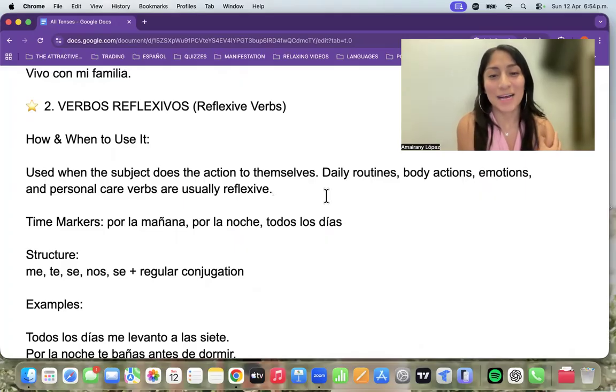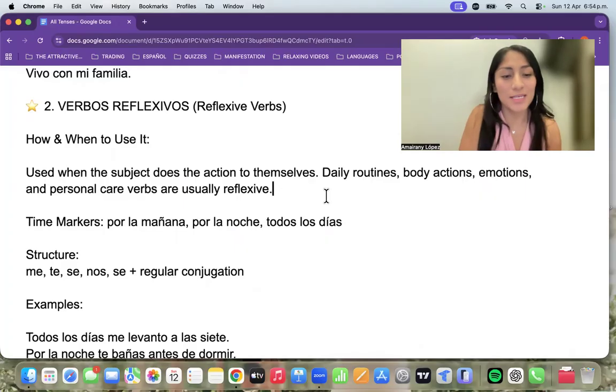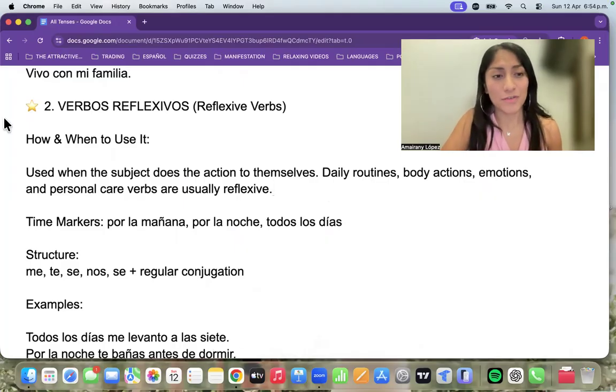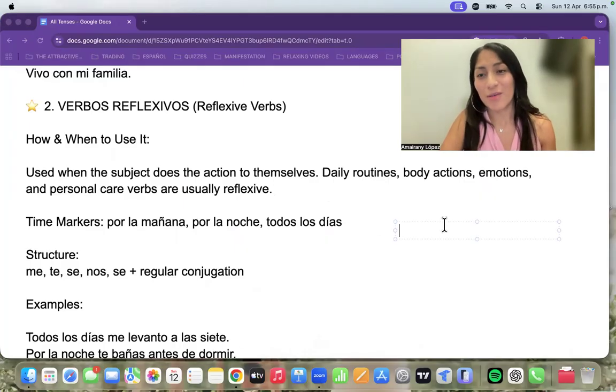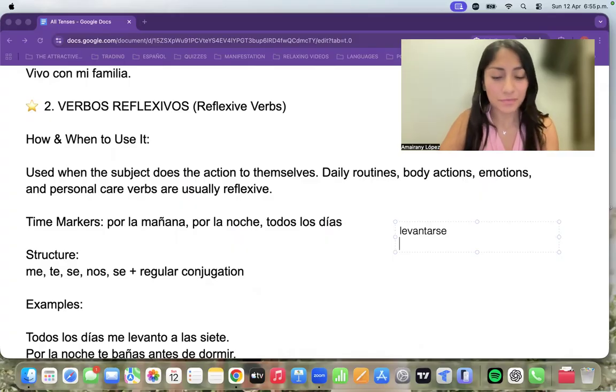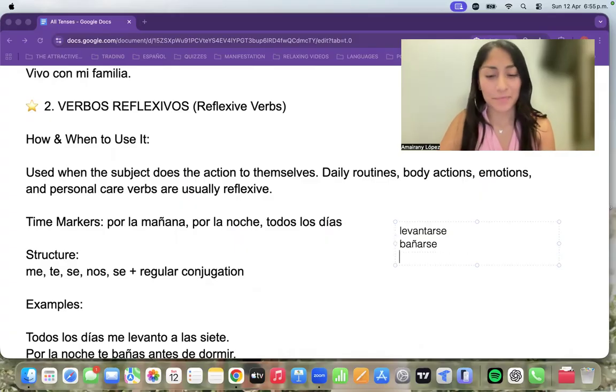Okay, so how do we recognize these verbs? First of all, remember how those other verbs ended with ar, er, ir? Well, these are the same. The only thing that we need to add at the end is the se. So right here, that's what tells us that it is a reflexive verb. Okay, levantarse. Another one, like I mentioned, taking a shower, bañarse. And another one that we have would be maquillarse.